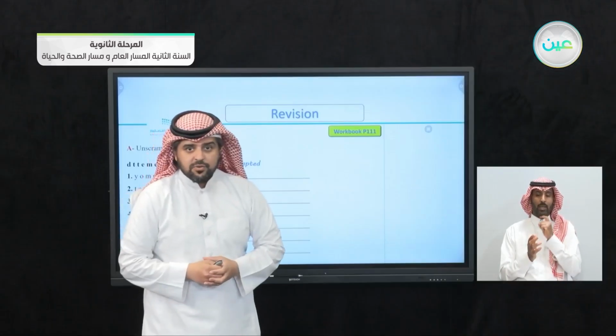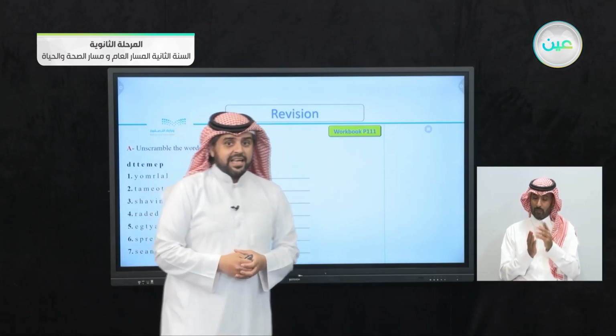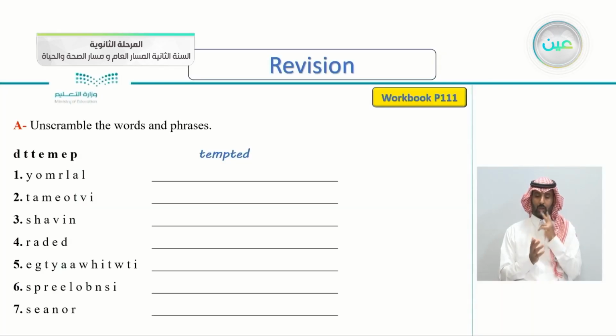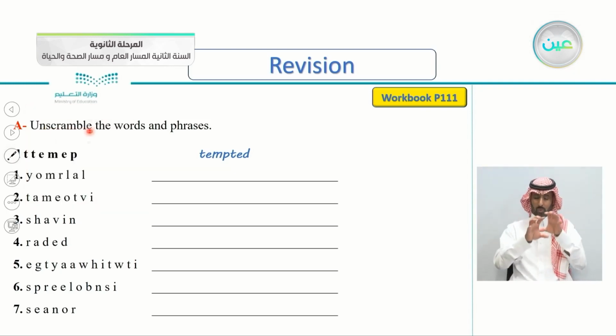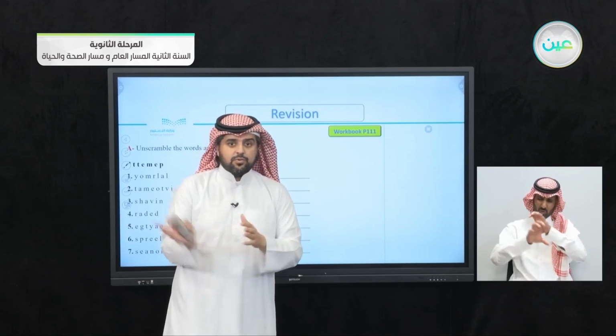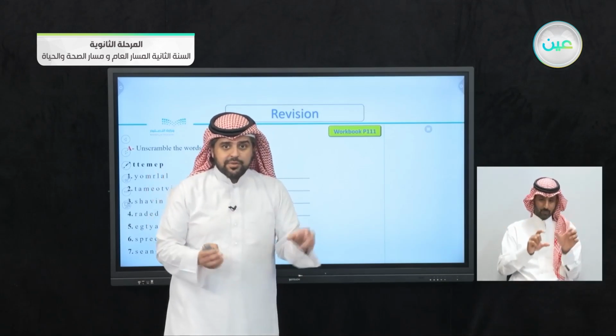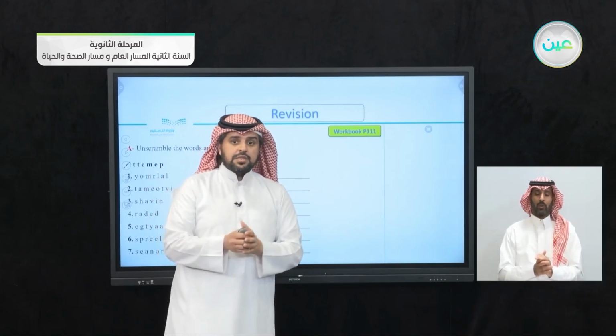Open your workbooks, page 111. Exercise A. Unscramble the words and phrases. So what does it mean to unscramble? You can see the words are scrambled. The letters are not in their correct places.